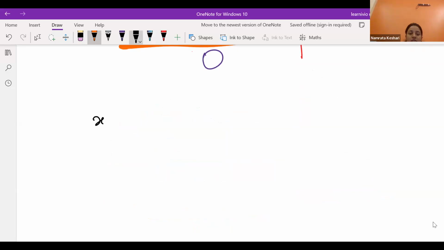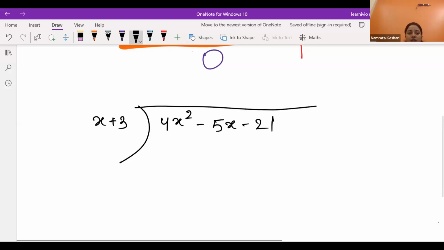So x plus 3 we are having, and we are going to divide 4x square minus 5x minus 21. We are going to see the first term of the divisor and the first term. What shall we multiply with this x to get 4x square?